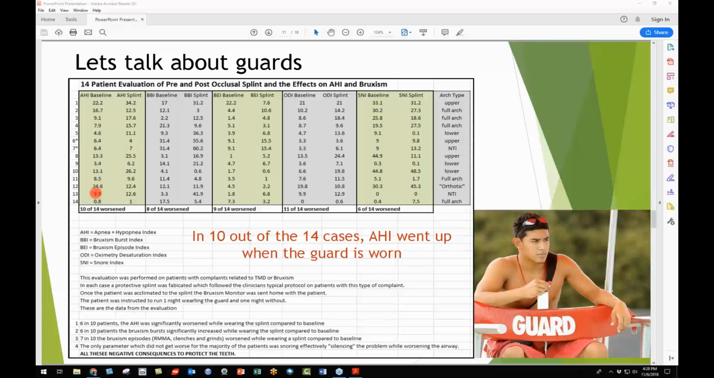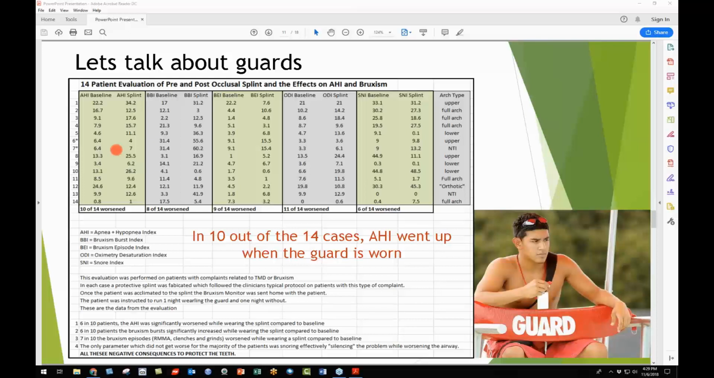Look at number 12. Their AHI was 24, which is moderate, it's halfway to severe. And with the guard, it cut the AHI in half. So that's great news, okay? But look at patient 10. The patient 10, their AHI was 13, and it went up to 26, okay? And so the point here is guards can impact the functionality of the airway.